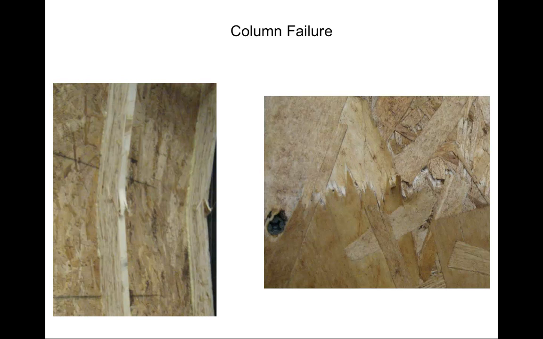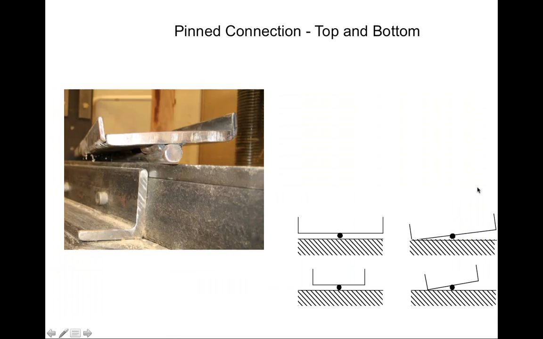And here are the failed columns. And by the way, these columns were able to support anywhere, say, between 17,000 pounds and above that. So they're fairly rigid and fairly strong columns. But here's showing the columns after buckling. Here's showing how the OSB basically failed in this case.